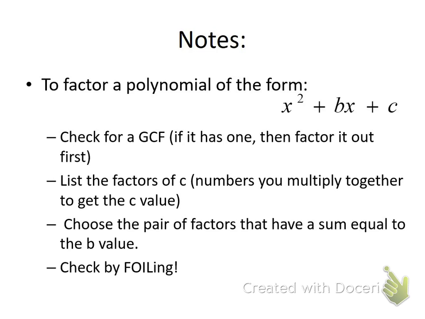To factor a polynomial of the form x squared plus bx plus c. First, check for a GCF. If it has one, factor it out first. List the factors of c, so the constant in the back. Factors meaning numbers you multiply together to get the c value. Choose the pair of factors that you just listed out that have a sum equal to the b value. And then we can always check ourselves by foiling or by multiplying it back out. So we can call this multiplying them back together.